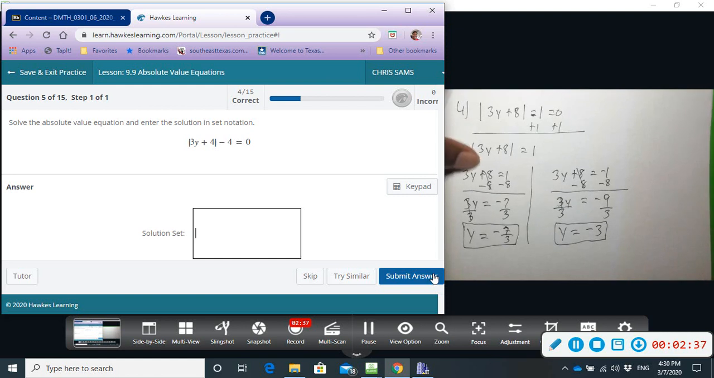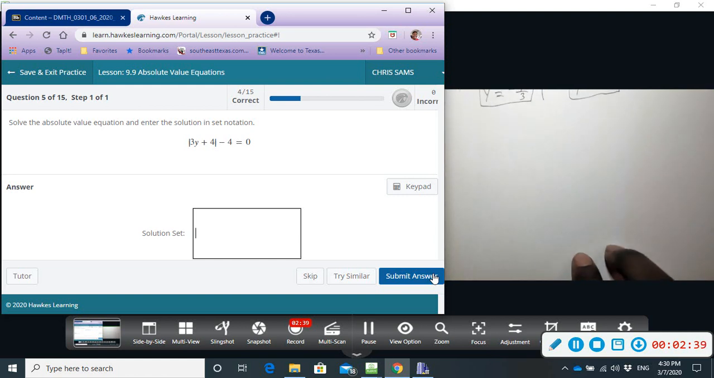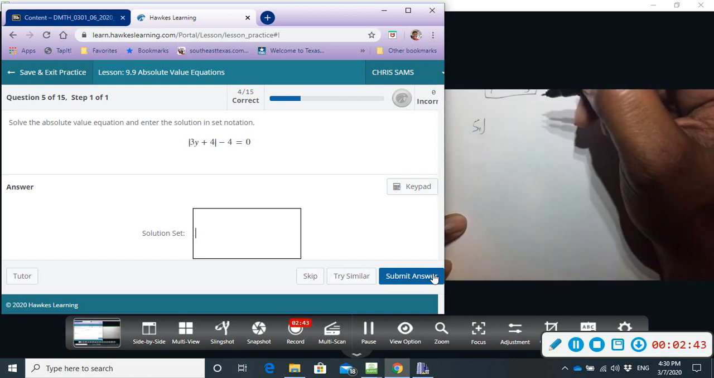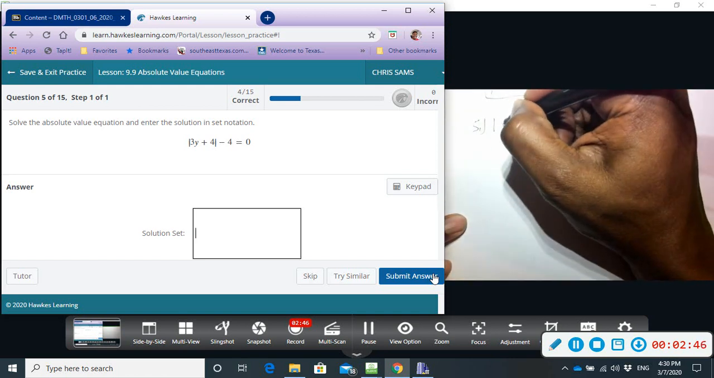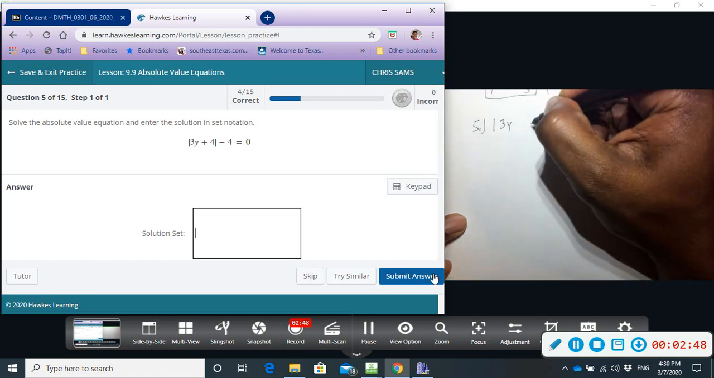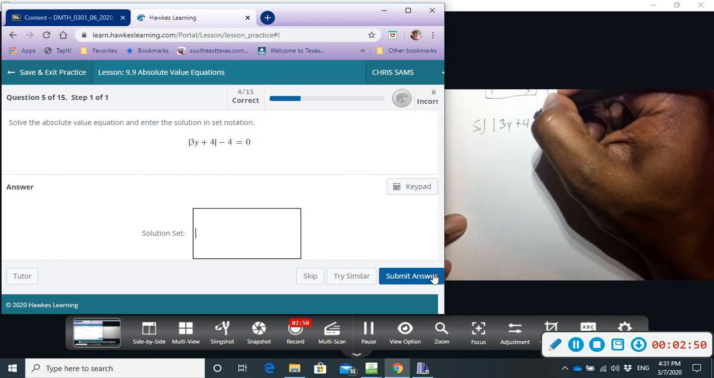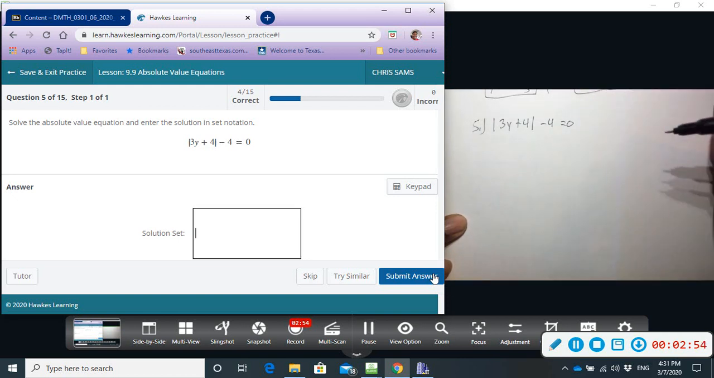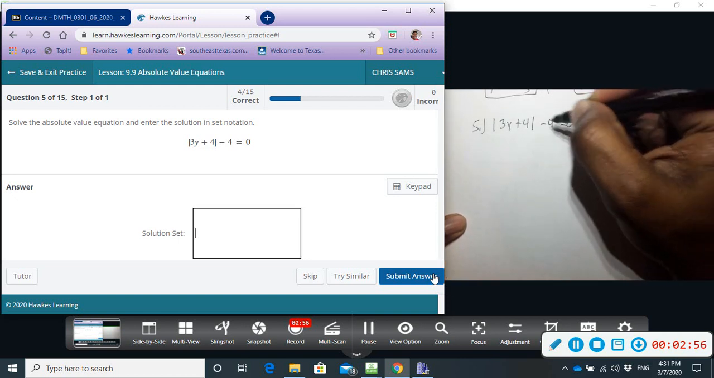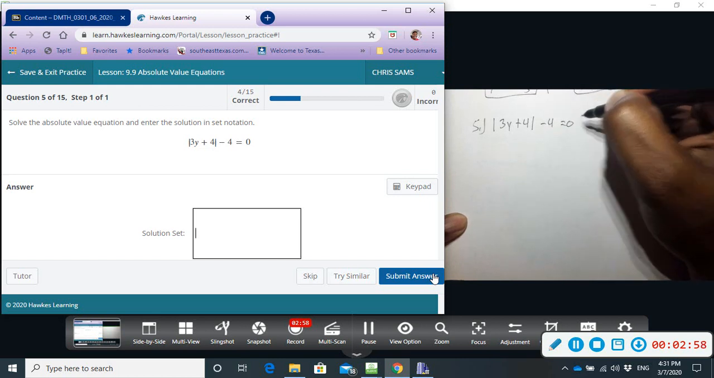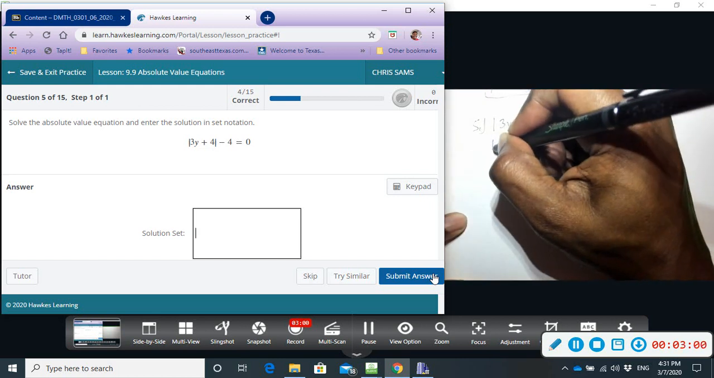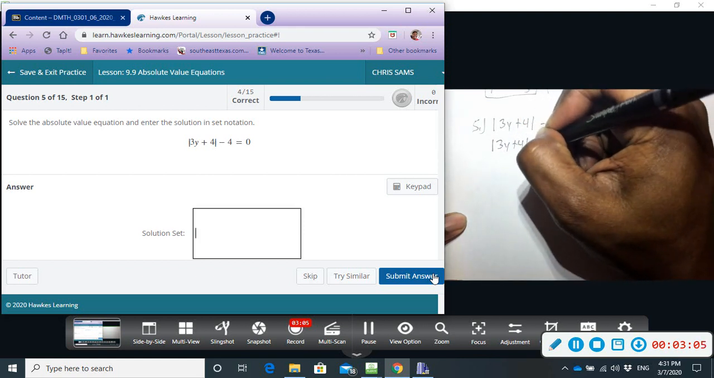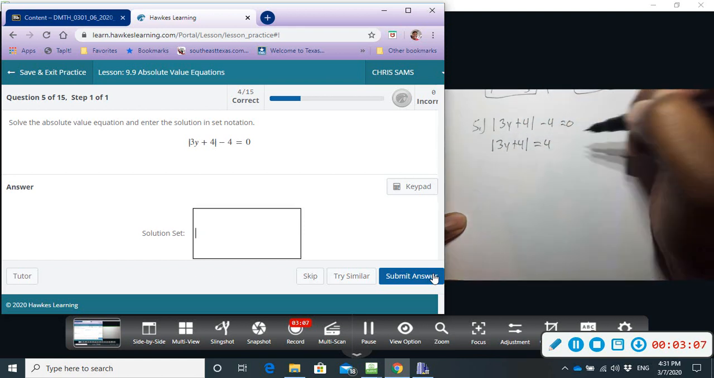Alright, another example, number 5. We're going to get it in standard form first, so we have absolute value of 3y plus 4, minus 4 equals 0. I'm going to add 4 to both sides, so I'm just going to move the 4 over, it becomes positive. So we end up with absolute value of 3y plus 4 equals 4.